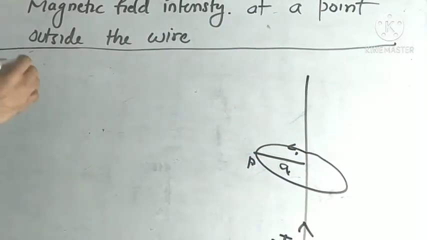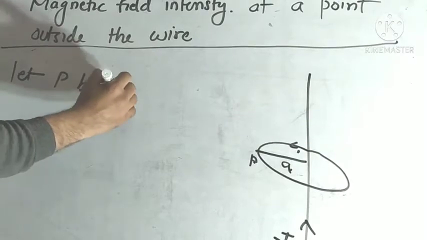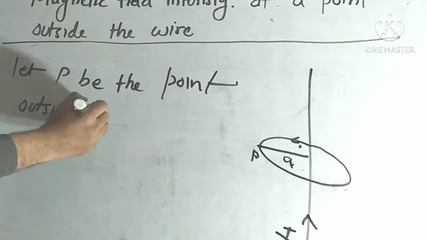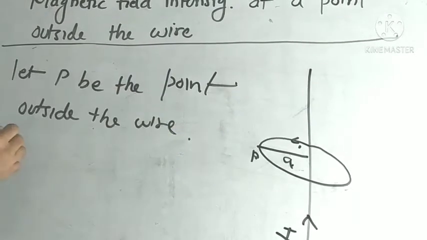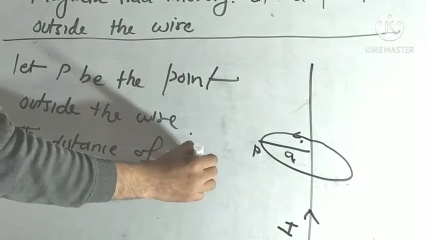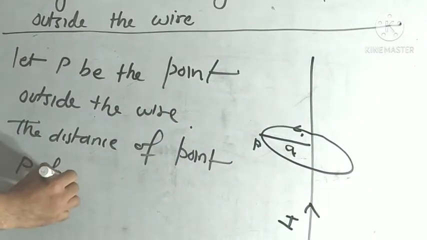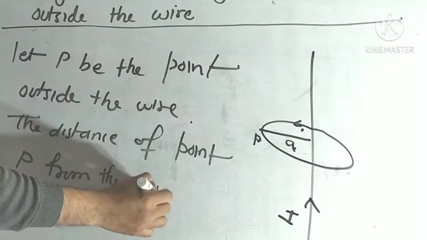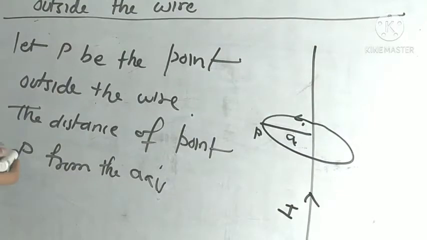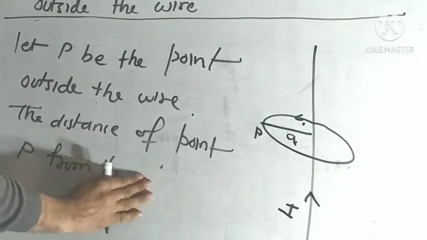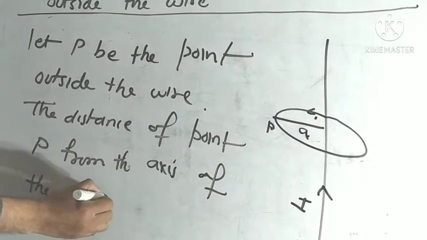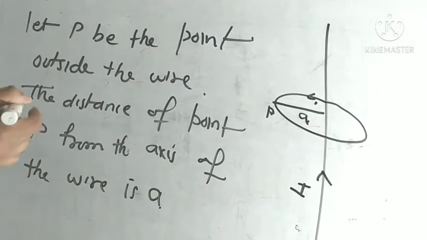Here let P be the point outside the wire. The distance of point P from the axis, this is the axis, parallel to this wire, is a.